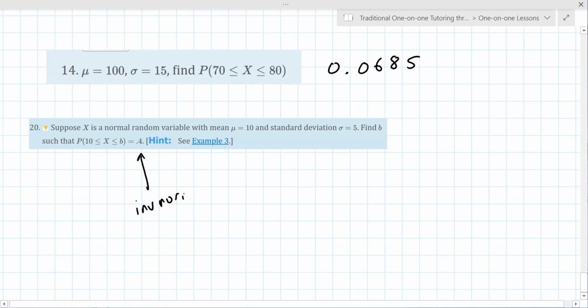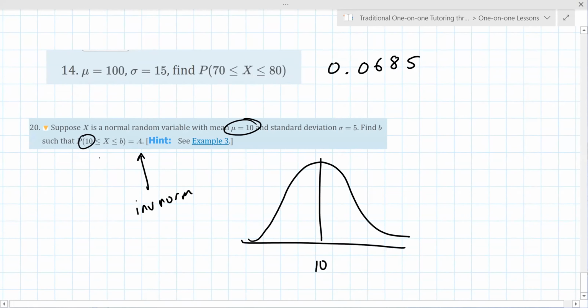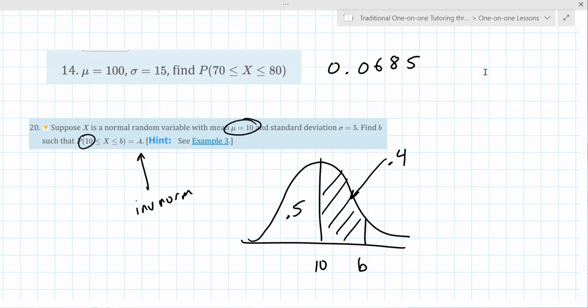Gotcha. So for this one, because these match, they're telling you the center of this thing is at 10, and they want to the right of it, they want B over here. That's 10 less than X less than B. This area is 0.4. So you can either go right tail with 0.1, because this is 0.5, or you can go left tail with 0.9. Gotcha. So when there's an X and it's like two numbers, that's when you would add them together.